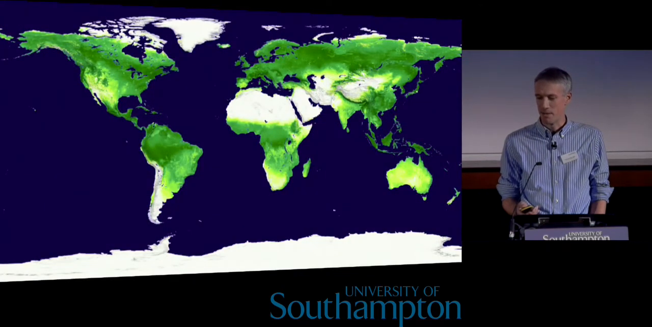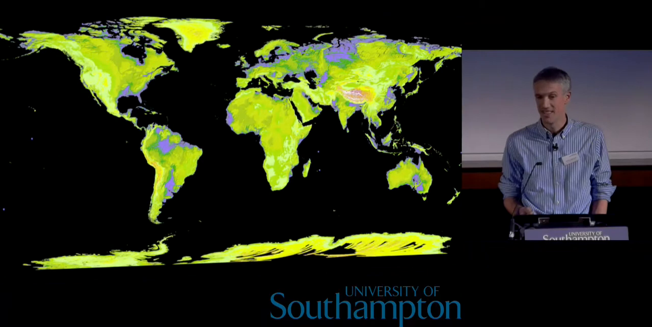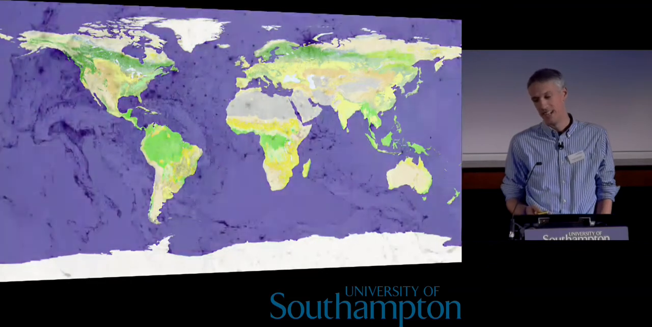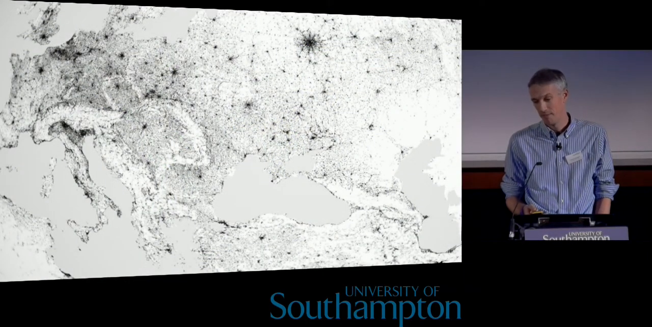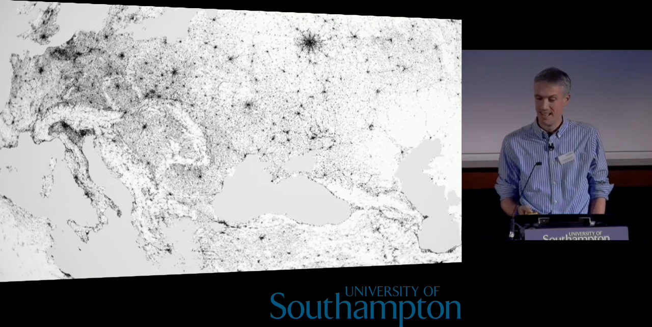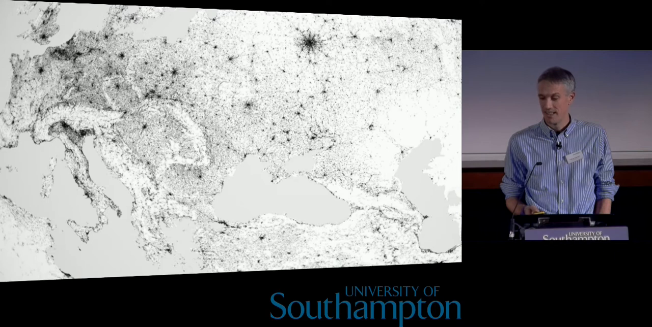But not only satellite images, but amounts of vegetation, topography, land use, and the mapping of settlements. Computers are getting better and better at recognizing these settlements. So a huge amount of data. The other form of data comes from mobile phones.